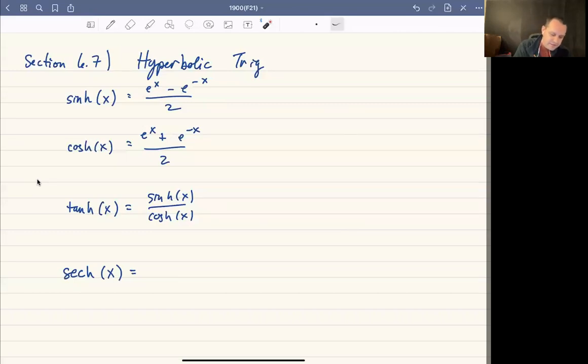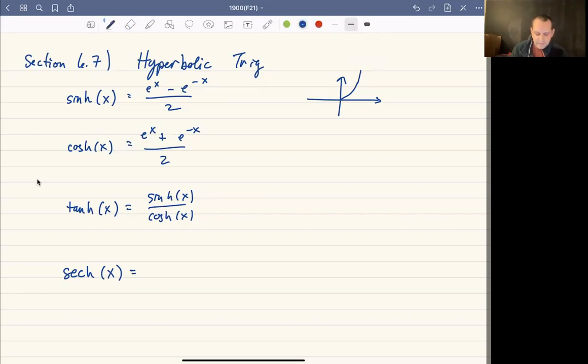If we were to graph these functions, sinh of x, hyperbolic sine, basically when x is large, this e to the negative x is going to be tiny. And this is going to look like e to the x over 2, or basically just an exponential. So it's going to look something like this, and it's going to grow exponentially.